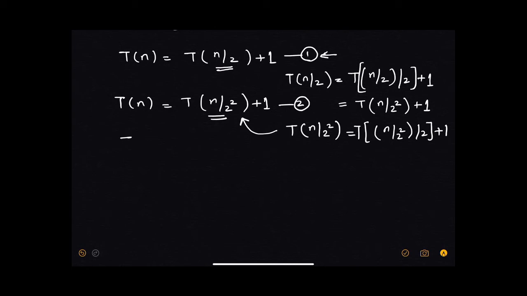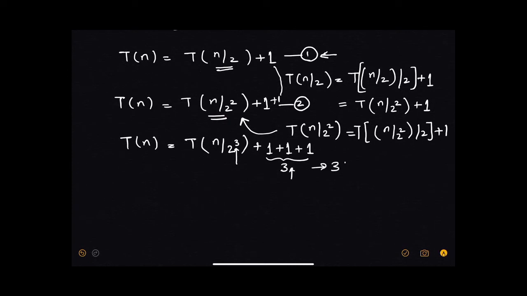Substituting back in this equation, T(n) becomes T(n/2^3) plus, okay, I have not copied this 1, so I'm going to add 1 over here. So this becomes 1 plus 1 plus 1, which approximately becomes 3. So I'm getting 3 over here, that is, my 1 is executed 3 times. So this is 3 into 1, that is, 1 three times becomes equal to 3.